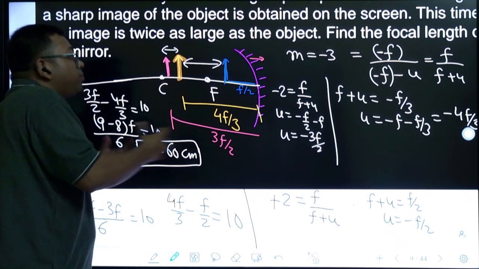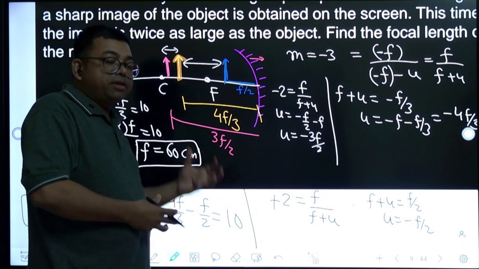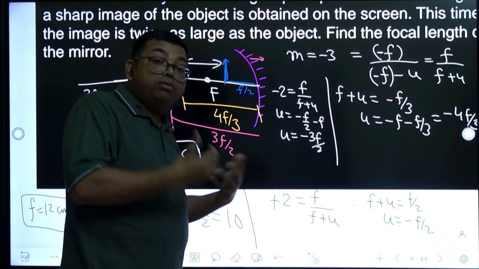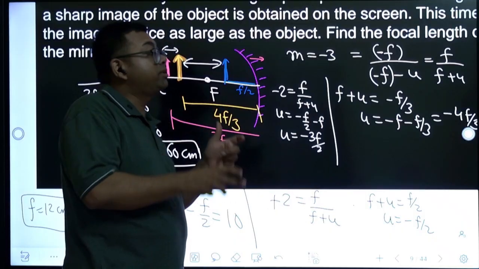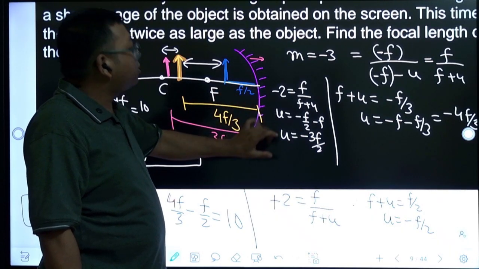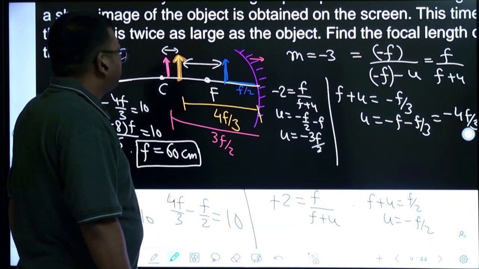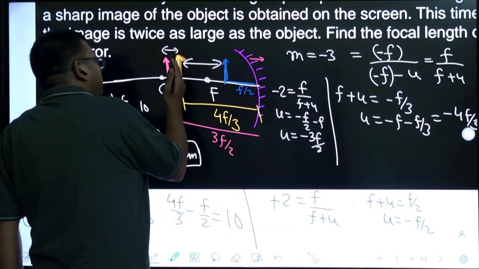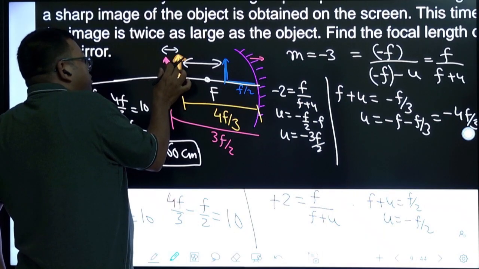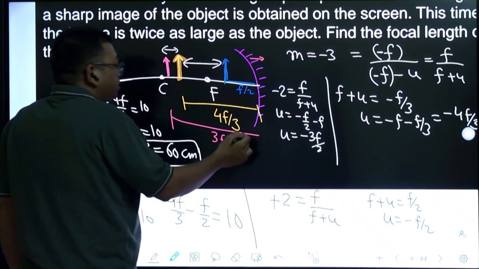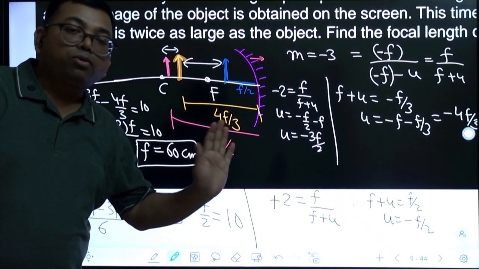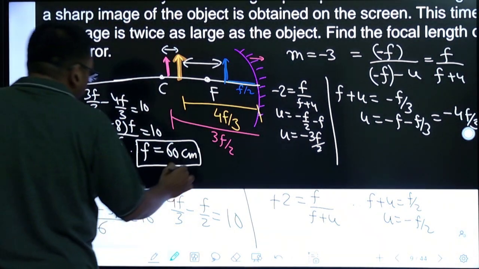Now they are saying that we have moved the mirror and there is a magnification of 2, but they have not mentioned whether it is +2 or -2. That means they did not say whether the image is now real or virtual. So we have taken both the cases. Take -2 for real image, and you got object distance as -3f by 2. So the object has come this side, that means we have moved it away. Based on that magnification, this distance we calculated. The separation between these two objects is the distance moved. From there you got focal length 60 centimeters.